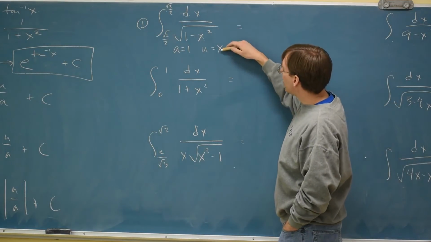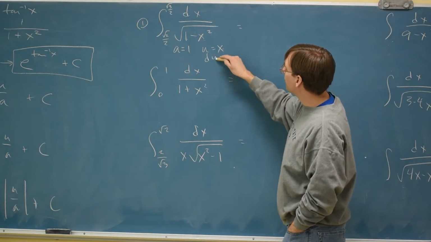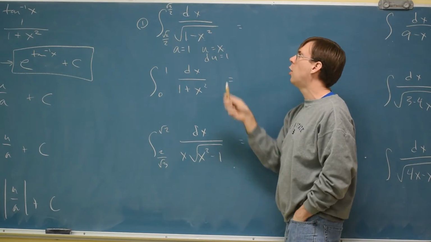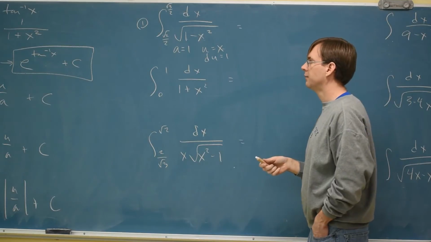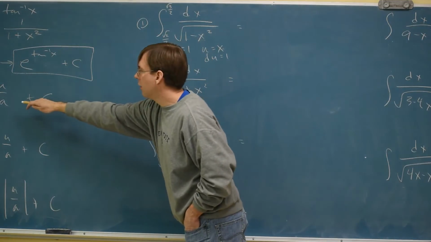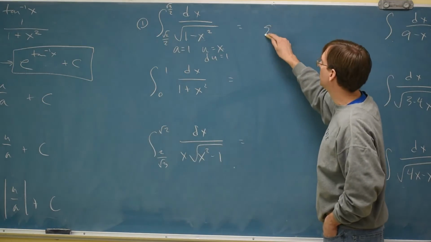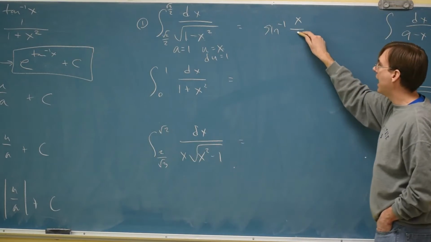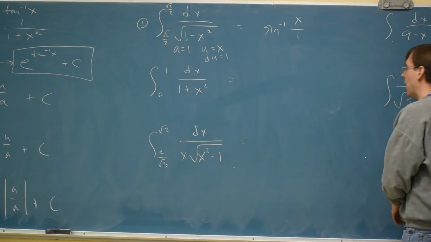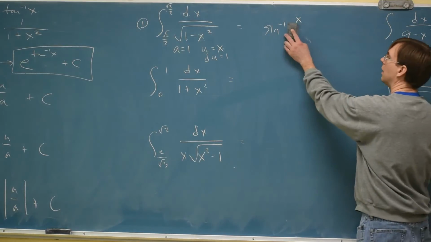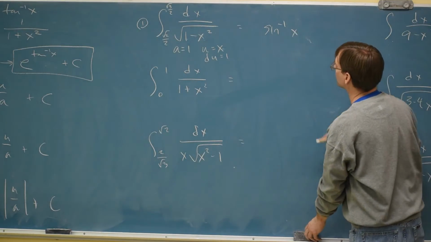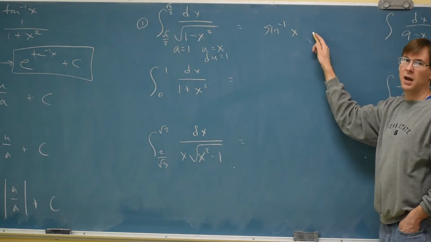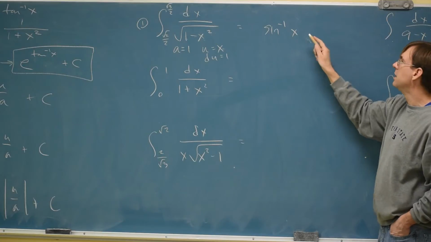On top, we should check to make sure that the derivative of this is present. The derivative of our u is 1, and there's always a 1 present. So we just need to follow the pattern from rule number 1. This would be inverse sine, put the u over the a, and I don't want to write x over 1. I'm just going to write x. And if these numbers weren't here, I would put a plus c and be done. Most of your homework, you'll put plus c and be done.